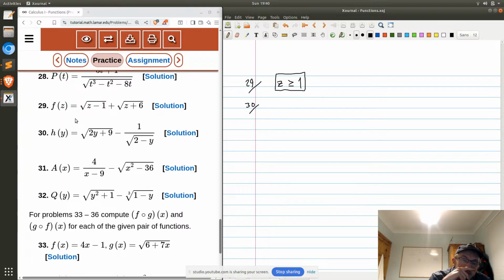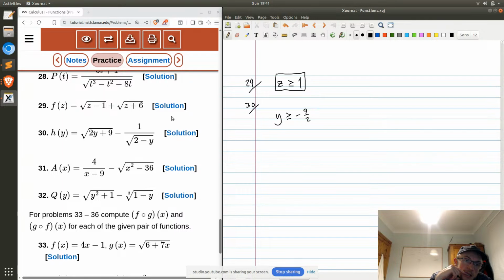Now for here, 2y plus 9 has to be greater than or equal to 0. So 2y has to be greater than or equal to -9, so y has to be greater than or equal to -9/2. That's for the first third, and then for the next one.